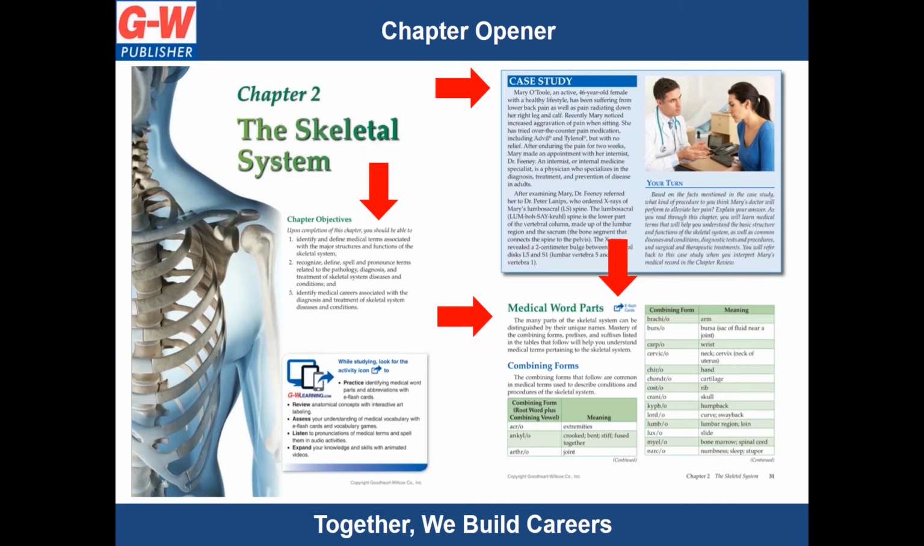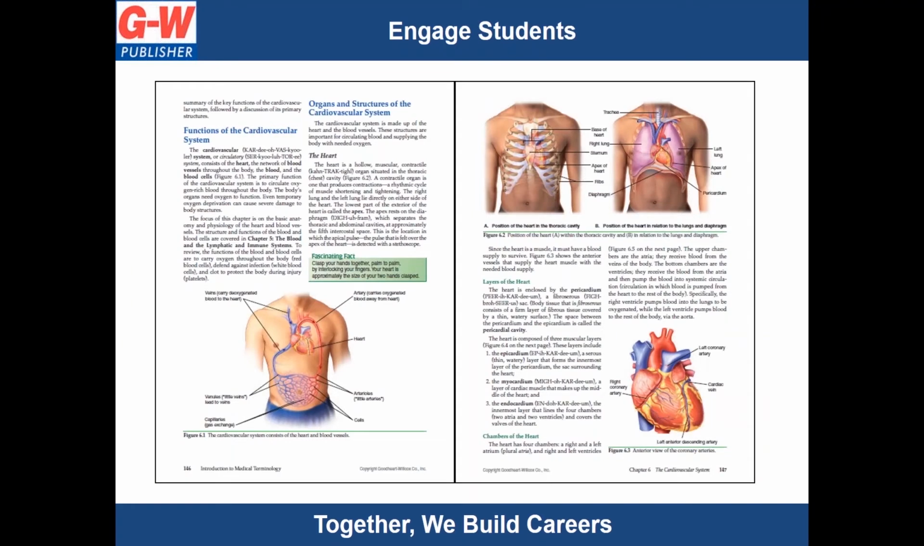Lastly, each chapter opens with medical word parts, which focuses on the different word parts as it relates to the specific body system. Throughout the pages of the textbook, you will see activity icons as seen next to medical word parts. By clicking on the icon, students will go to the GW Learning Companion website for an interactive learning experience. Our expert authors were intentional about making sure the text is visually appealing, readable, and interesting for your students.